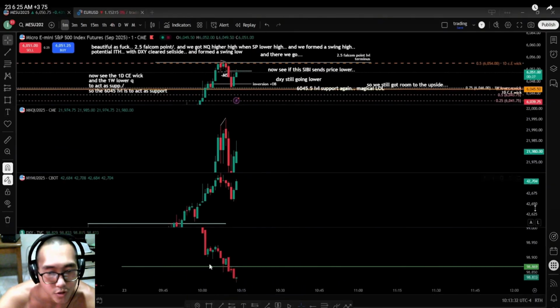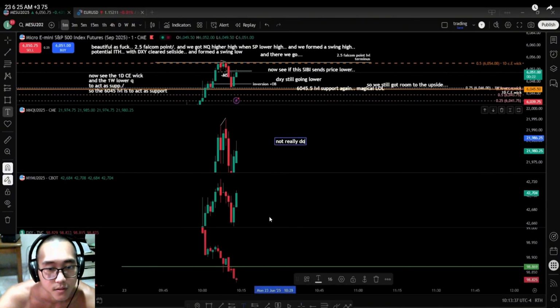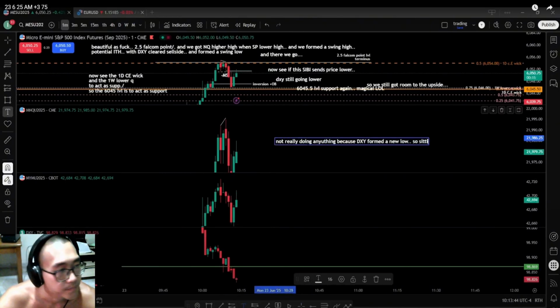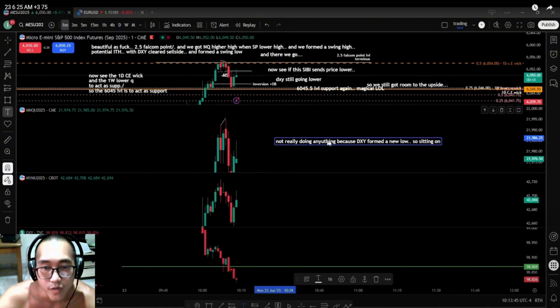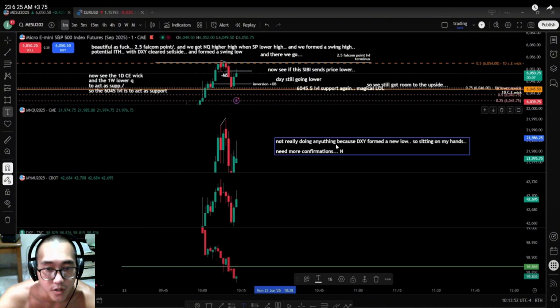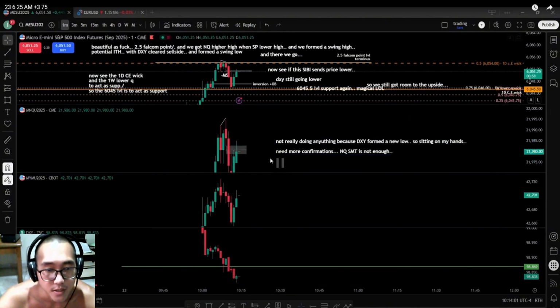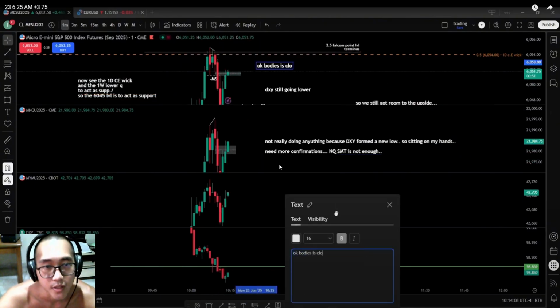Yeah, because you see dollar is going lower, that is why I never enter short here. Even though there's SMT and stuff, but it's not confirmed by dollar. Dollar is still looking like it wants to go lower, okay? Yes, good. Not really do anything because sitting on my hands. Need more confirmation. Yep, that is really true, okay?